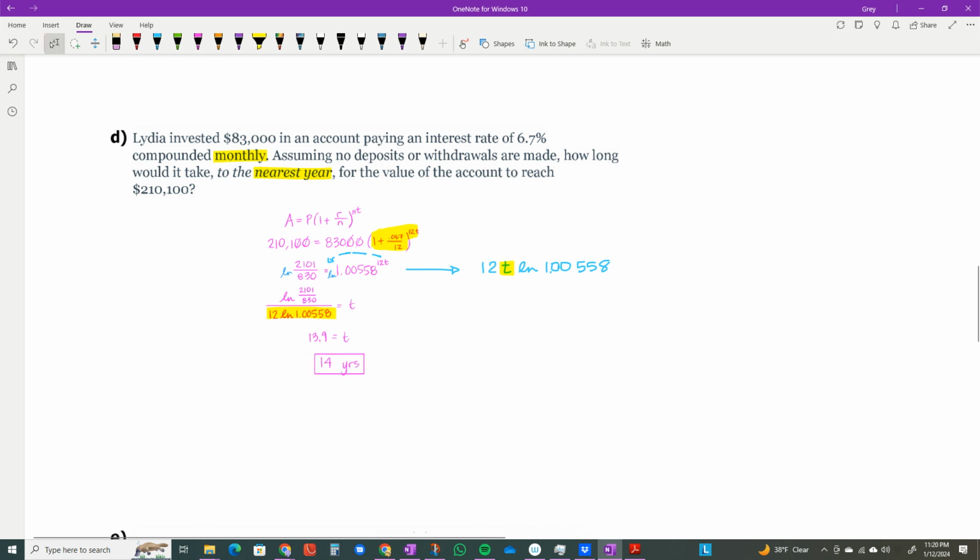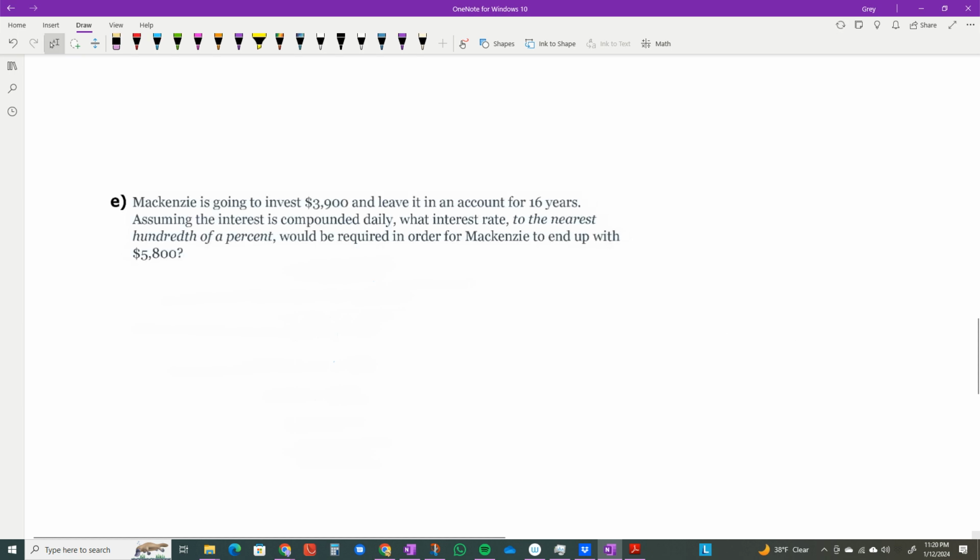Okay? All right, last problem. It's a doozy. Mackenzie is going to invest $3,900 and leave it in an account for 16 years. Assuming the interest is compounded daily. Stop. What is the interest rate? So this time we're looking for the interest rate to the nearest hundredth of a percent that would be required in order for Mackenzie to end up with $5,800. So we're still using that formula. All right, and she wants to end up with $5,800. She started with $3,900.